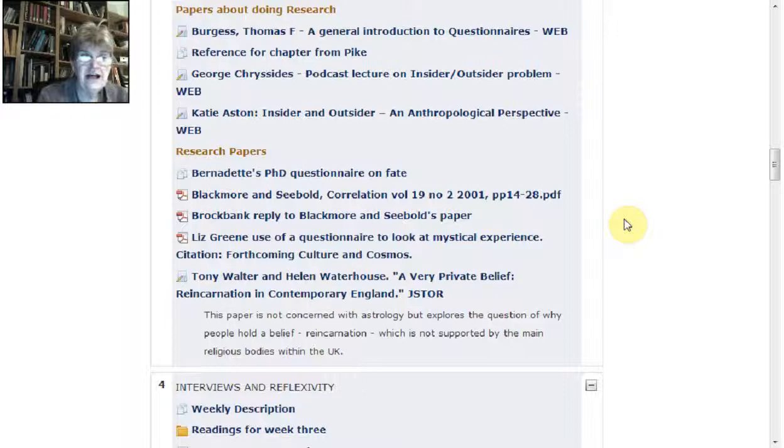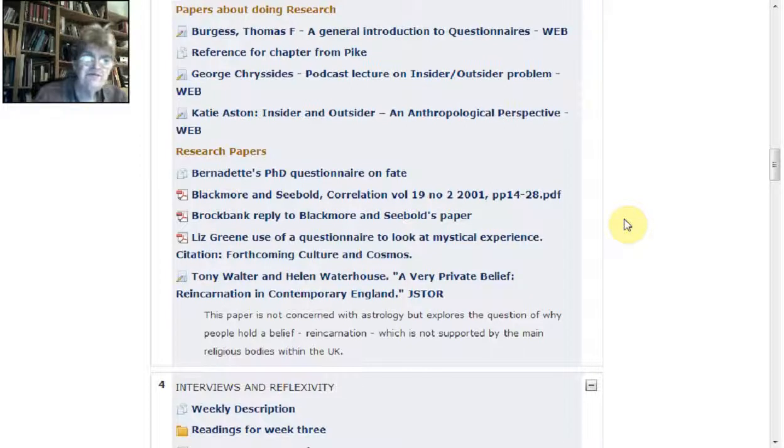Several correlations articles about researching different facets of what people think about their cosmologies. There's a paper by Blackmore and Siebold, and then it's actually challenged by Broadbank, who was actually a student of this MA and has now since gone on and done a PhD, and he's challenged the research findings. So that's an interesting paper in 2001 and then a counter paper some years later. The questionnaire used by Liz Green when she was looking at mystical experience within a target group of people studying astrology.